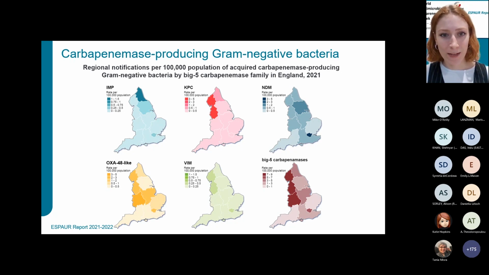Each map shows the rate per 100,000 population of acquired carbapenemase-producing gram-negative bacteria for each of the big 5 carbapenemase families. The Northwest had the highest rate of KPC notifications, as shown by the pink map in the top row, and London had the highest rate of NDM notifications, as shown by the teal map in the top right-hand corner. In comparison, the OXA48-like carbapenemase family notification rate was highest in the West Midlands, as you can see on the yellow map. Next slide, please.